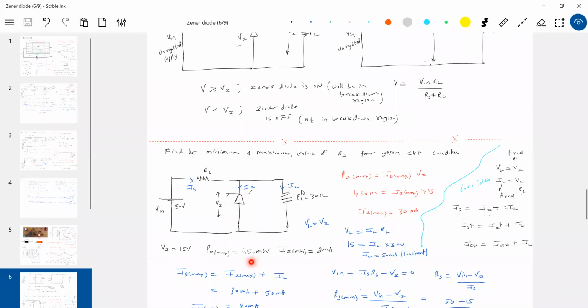Got the idea? So I think in very little time, I concluded a lot of things. So you can sit and go through it once. The numericals are very important, where you can understand things.